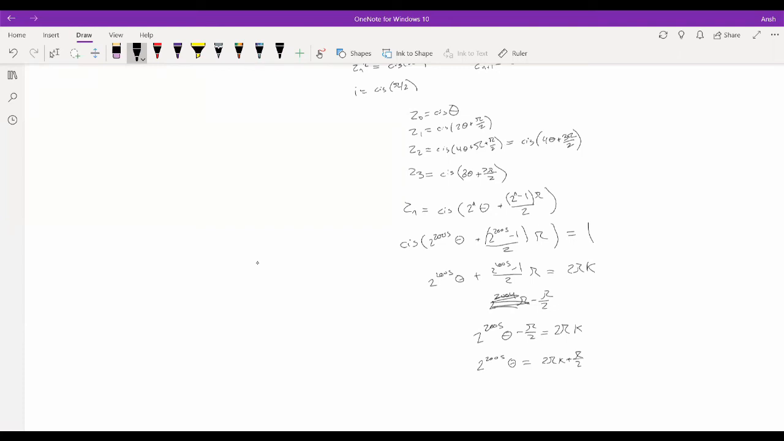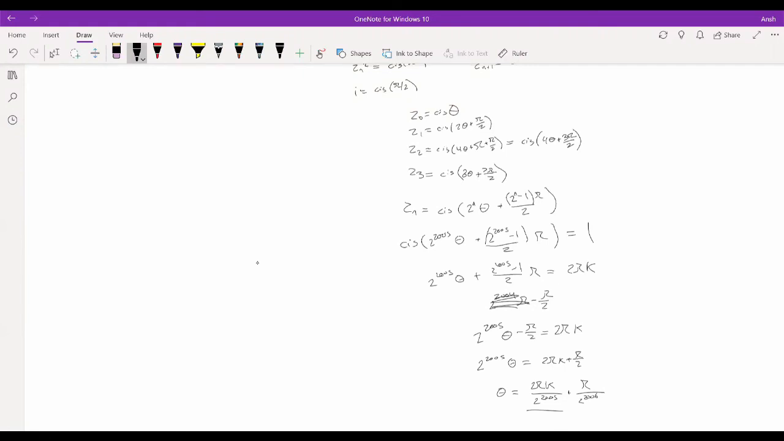Well, how many solutions are there to this? If we solve for theta, we have theta equals 2 pi k over 2 to the 2005 plus pi over 2 to the 2006. Our very rightmost term is always a constant, so the only thing that can change is our leftmost term. And you can see that these are actually just the 2 to the 2005 roots of unity.